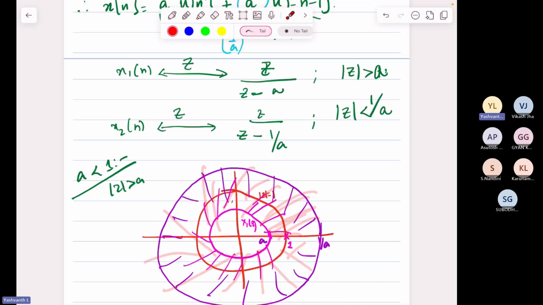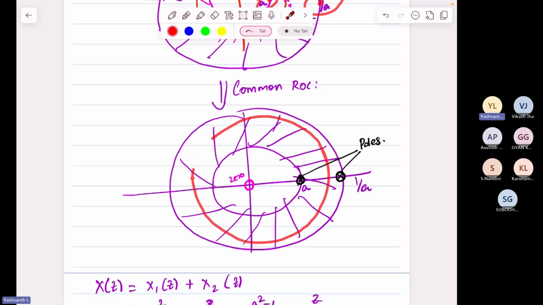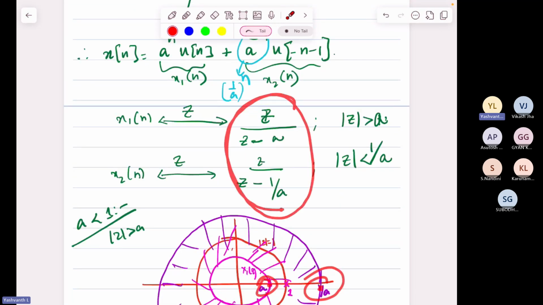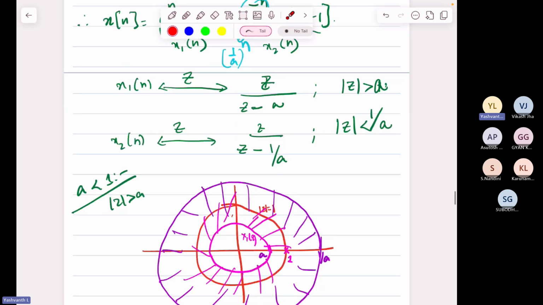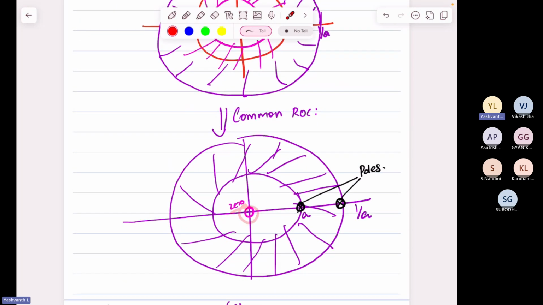And there are two poles, one occurs at a and another at 1 by a. So the common ROC is the annular region between a and 1 by a, with poles at a and 1 by a, and it has only one zero, because if you solve this, we just add both of them, z by z minus a plus z by z minus 1 by a, you can show that the resulting numerator will have only one zero at z equal to 0. So this is the scenario for a less than 1.